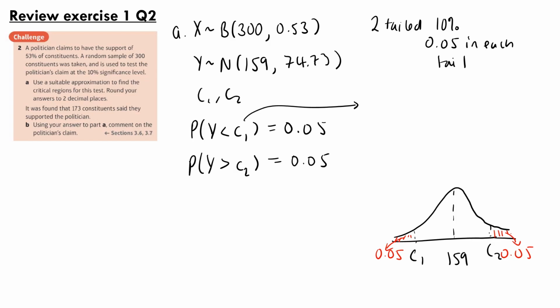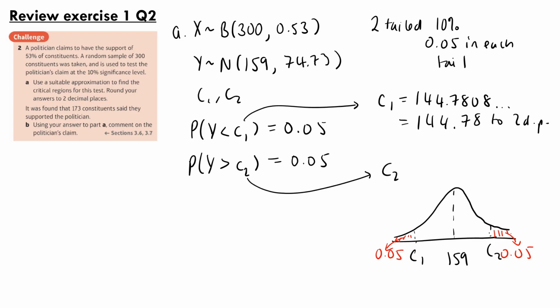Okay, so we're trying to find the values C1 and C2. Using the inverse normal, that takes the area to the left of the value, so the area of 0.05 is going to give C1. We need the standard deviation to be the square root of 74.73, and then we need the mean to be 159, and that gives C1 as 144.7808, or 144.78 to 2 decimal places.